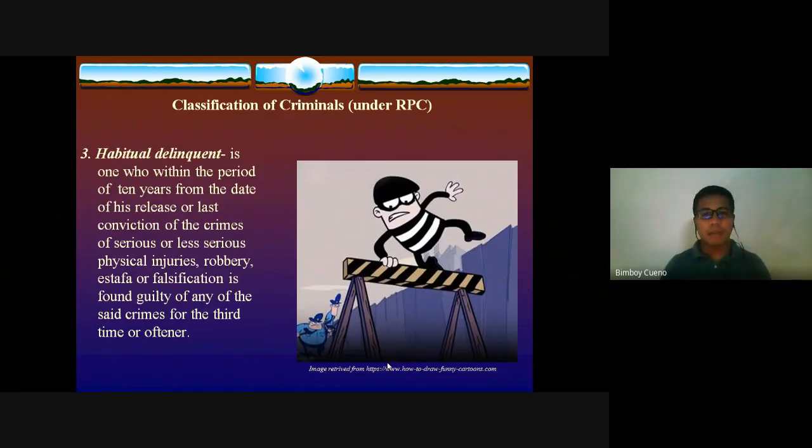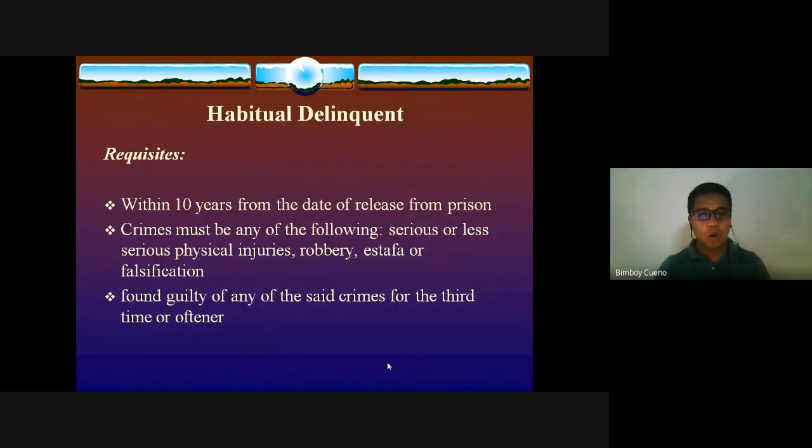The third classification of criminals is habitual delinquent. A habitual delinquent is one who, within the period of 10 years from the date of his release or last conviction of the crimes of serious physical injuries, less serious physical injuries, robbery, estafa, or falsification, is found guilty of any of the said crimes for the third time or oftener. So based on the definition, again, we can extract three requirements.